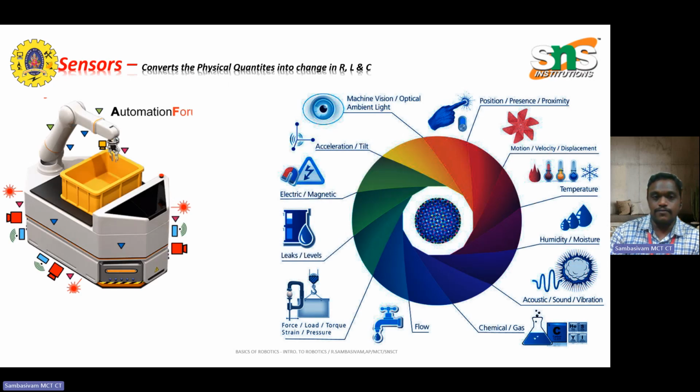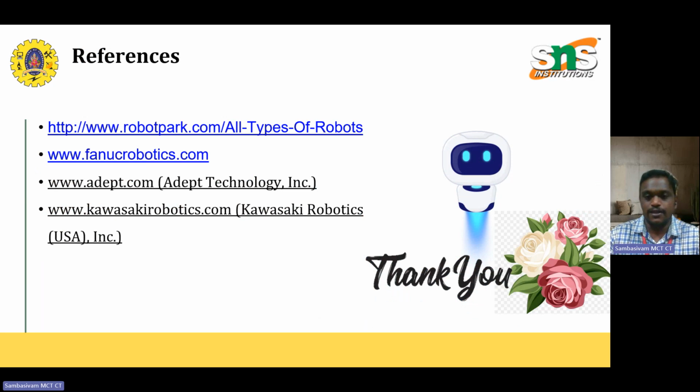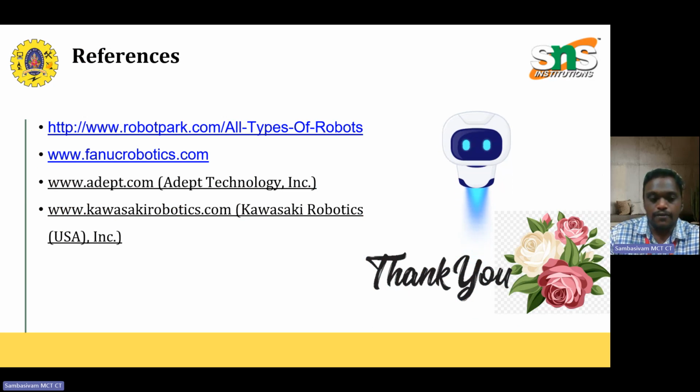So now, as I said, the sensor converts the physical quantity into a change in resistance, linearity, and RLC, based upon the different types of sensors I have classified in these pictures. This is how the sensors have been classified, and based upon their intensity, they have been identified. These are the references I have taken for this video. With these classifications, we can understand the basic concepts of various sensors.